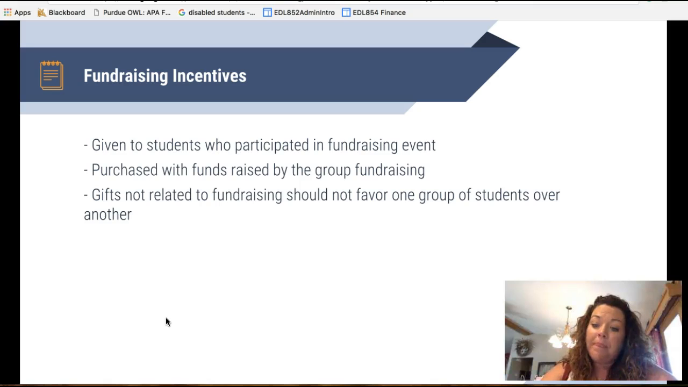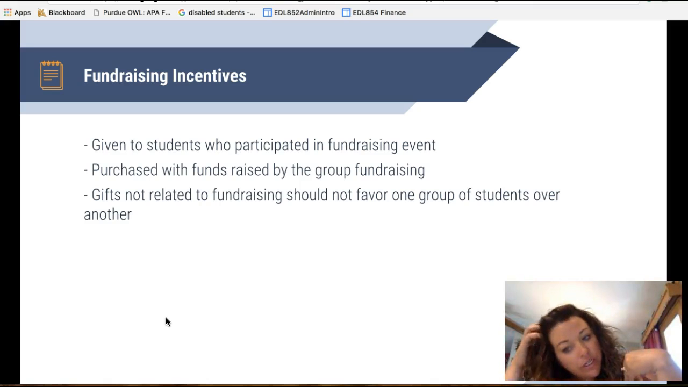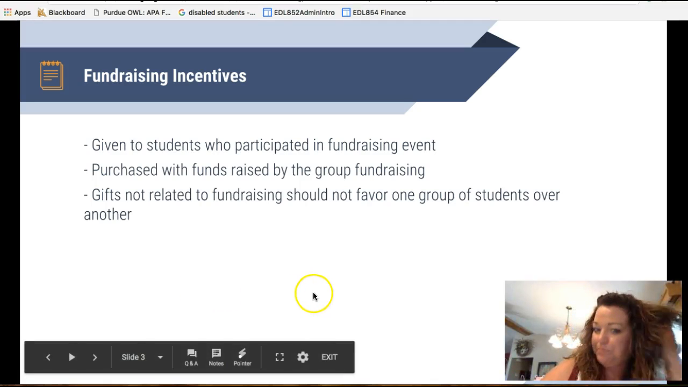So, if your cheerleaders are raising money for uniforms and you're going to give a top seller award, that award has to be paid for out of the cheerleaders' fund account. And gifts not related to the fundraising should not favor one group of students over another. I believe the example given was that you can't buy pencils for one class just because they were in a certain teacher's classroom.